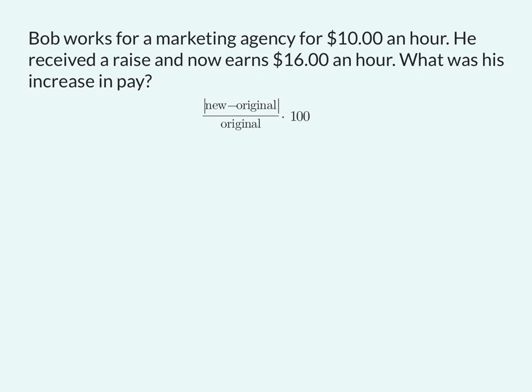The percent of increase formula tells us to take the new value, subtract the original value, and then divide by the original, and then multiply by 100 to get a percent. So, if we look at our problem, we can see that the new value is $16 an hour. The original value, or the old value, is $10 an hour. So we'll take those values and substitute them into our equation for percent of increase.